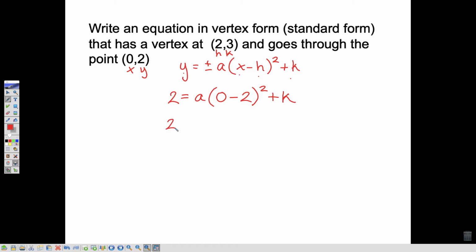So 2 equals, oh yes, plus 3. Thank you. I just put plus K, because in my brain I should be saying plus K, but K needs to be what? 3. Thank you. Okay, so 0 minus 2 is what? Negative 2 squared is? 4.